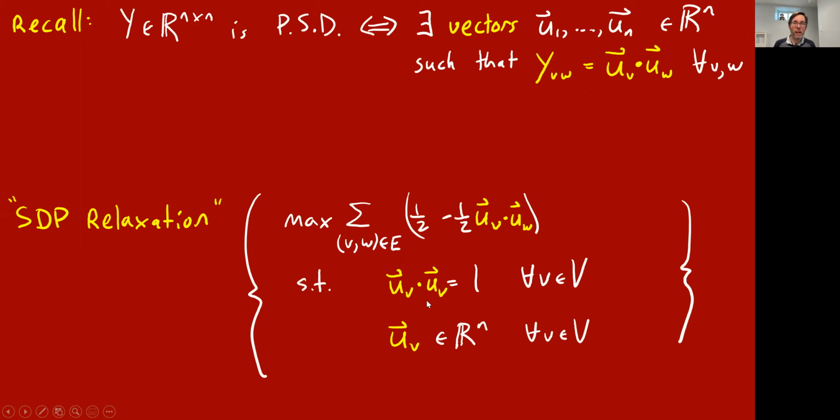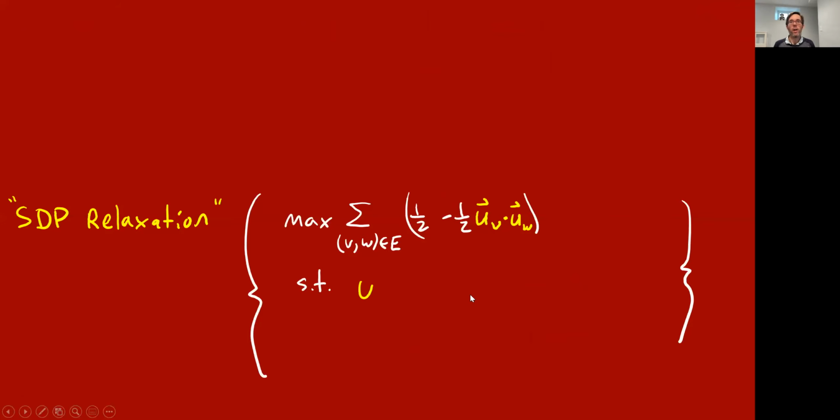Well, the only constraint really we had left was that the yvv was supposed to equal 1. So that's saying that the vth vector dotted with itself should be 1. And it's like saying the length of the vth vector squared is 1. And so that's just equivalent to saying that the vth vector is a unit vector.